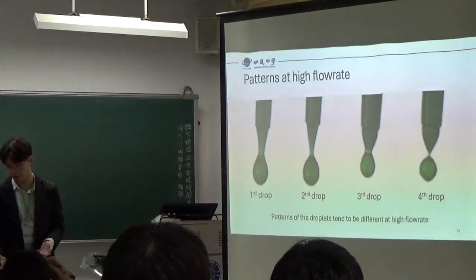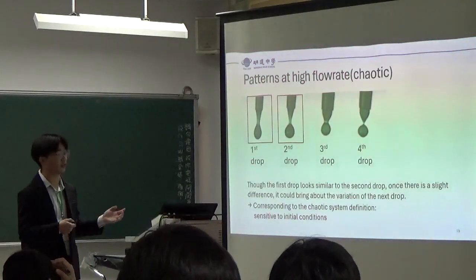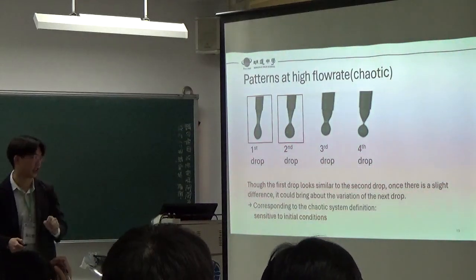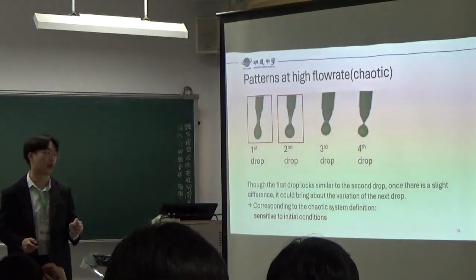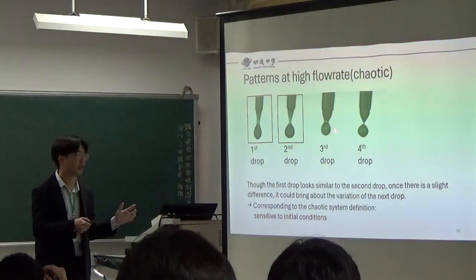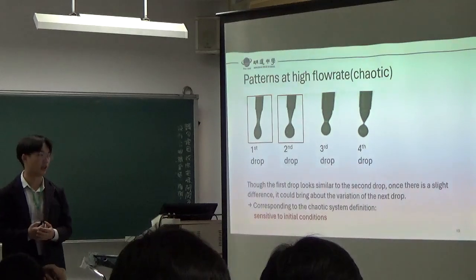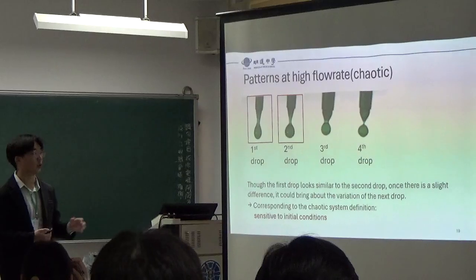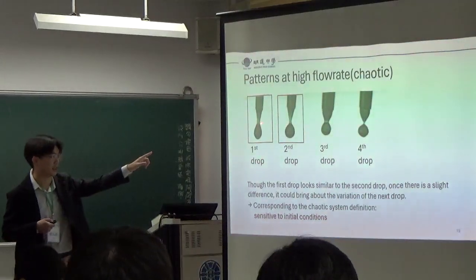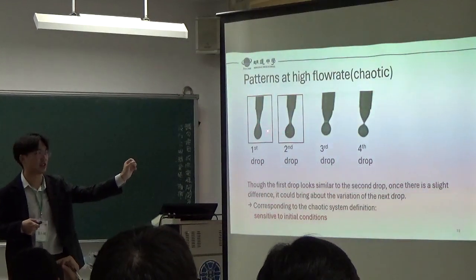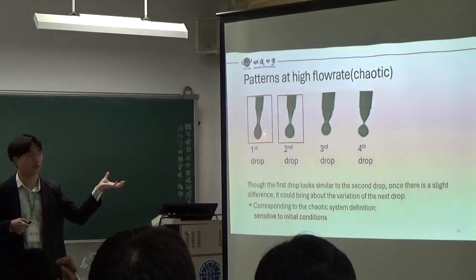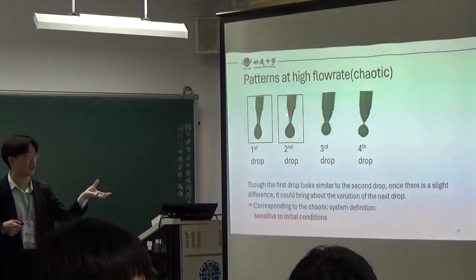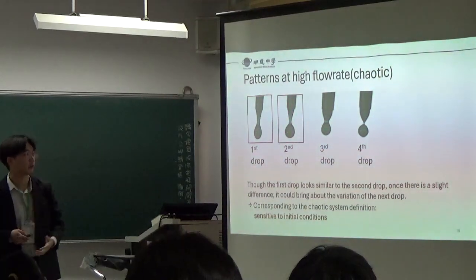And about this, although the first drop and the second drop look similar, once there is a slight difference, it could bring about variation in the next drop. So this corresponds to the chaotic system definition I mentioned earlier, that it's sensitive to the initial condition. When there's a slight difference, like you can see, although the water volume is similar, the shape of it is slightly different, so it will cause a difference at the next drop.